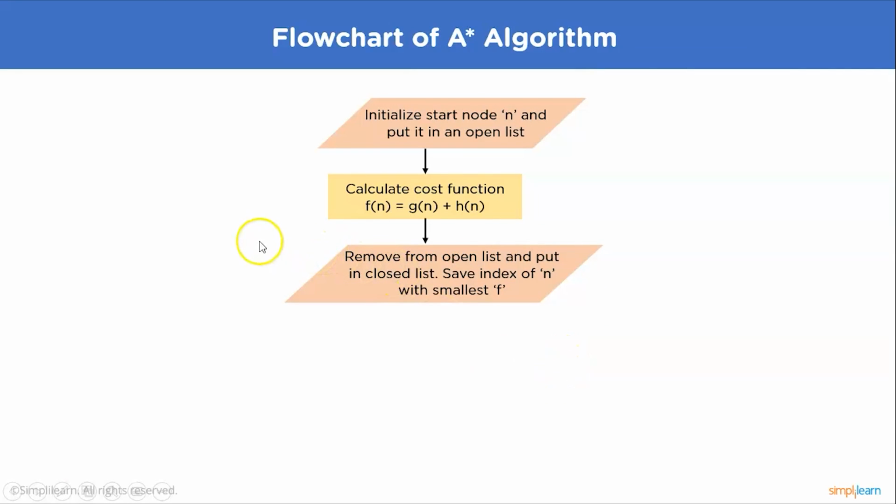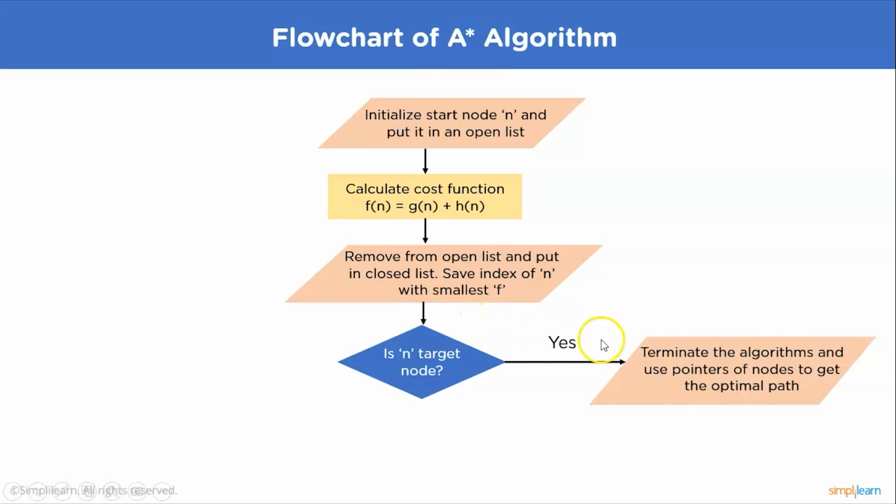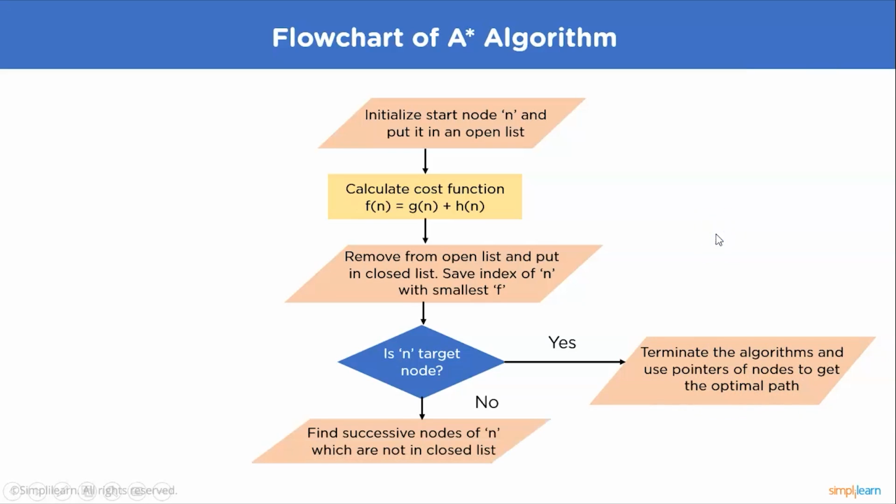If we're also looking at the neighbors which are surrounding this node, or if this node has many different nodes around it, then we're going to calculate the cost function for those nodes too and save the index of the node which has the smallest cost function f. Next, we're going to look at whether the node we're currently on is a final node or a target node. If that's the case, we're going to terminate the algorithm and use pointers of all of our nodes to get the desired path. If that's not the case, then we're going to look at the successive nodes of n, or all the nodes which come after this node which are not in the closed list.